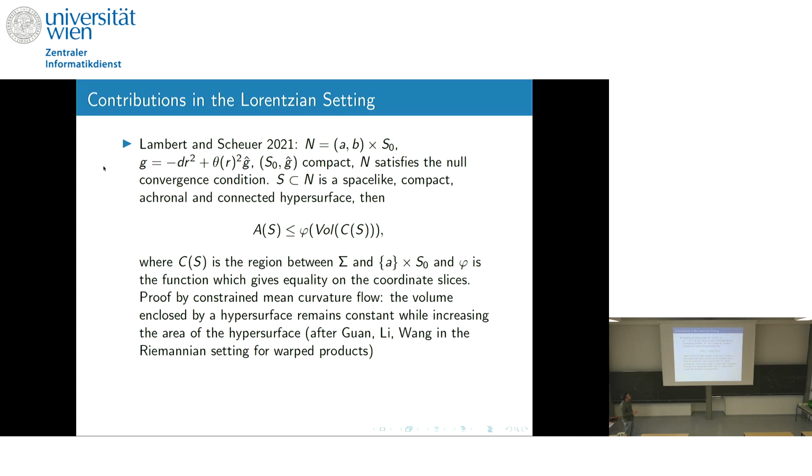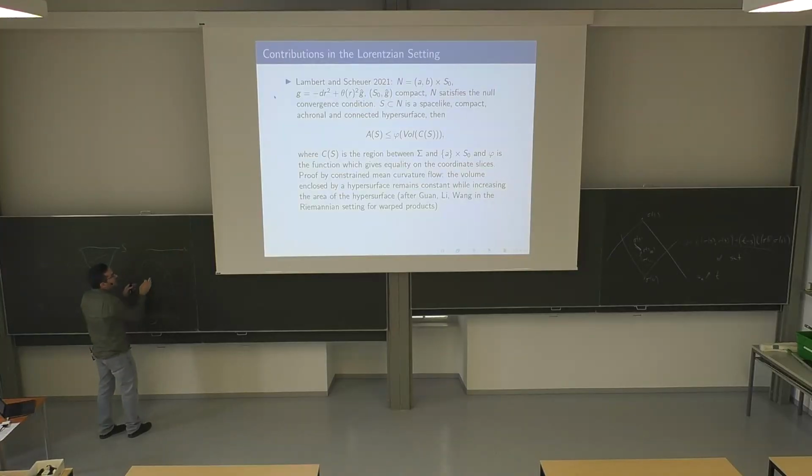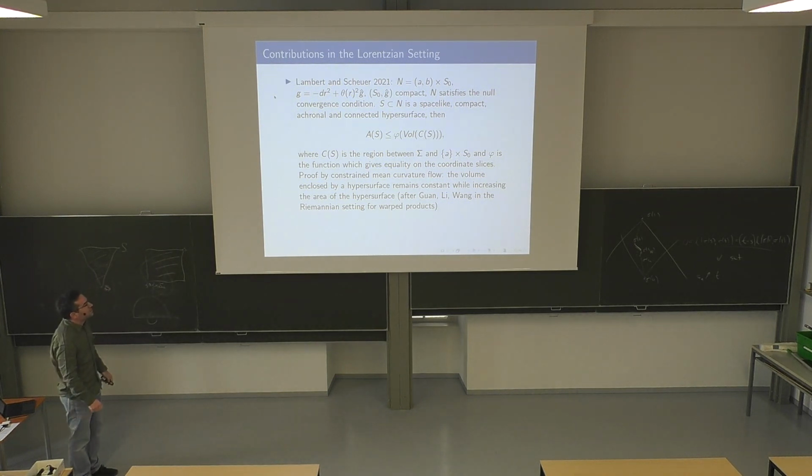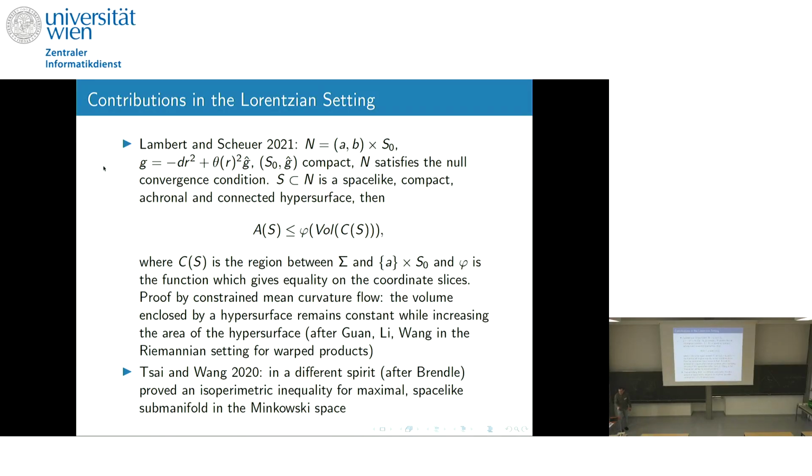And if you have S to be a space-like compact achronal and connected hypersurface, then they prove that the area is bounded from above by a function of the volume of the cone, where CS is now the region. Now here, the situation is a bit more general. So you have a region S here, and you are bounding the area of S in terms of this region. Here you should think like, okay, A times S naught. And the past cone CS now is the one that you obtain from somehow matching these two, S to S naught times A.